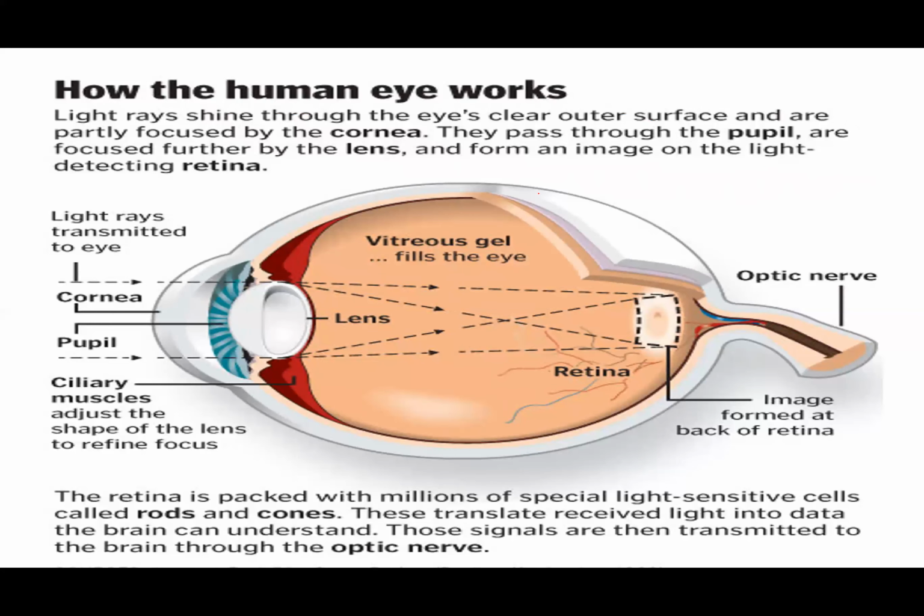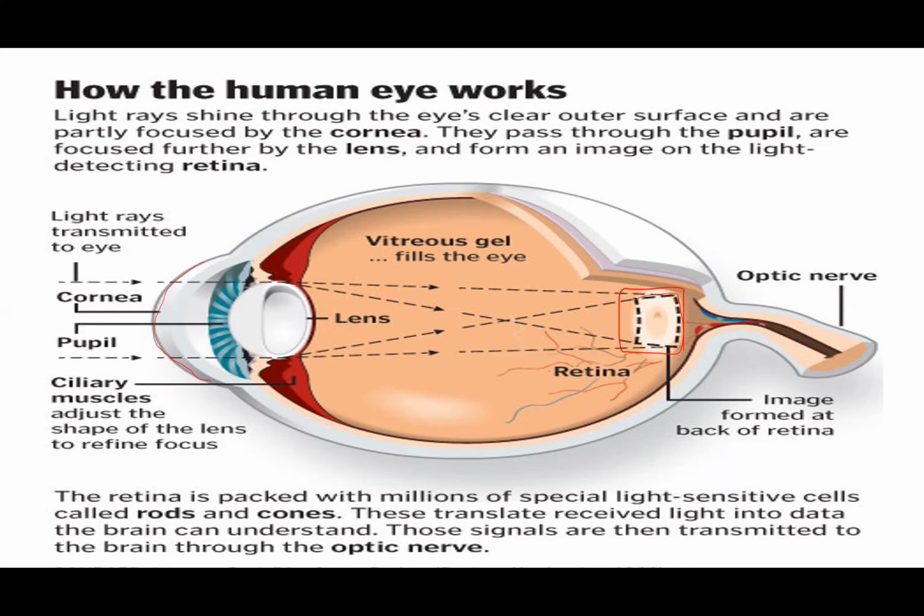Now, the human eye. This portion is called the cornea. This is the pupil, the ciliary muscles. You can see the retina is here. Light rays shine through the clear outer surface of the eye and are partially focused by the cornea. They pass through the pupil, are focused further by the lens, and form an image on the light-detecting retina.